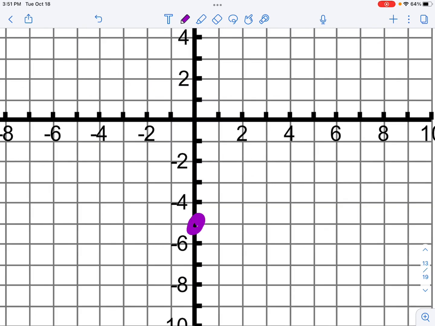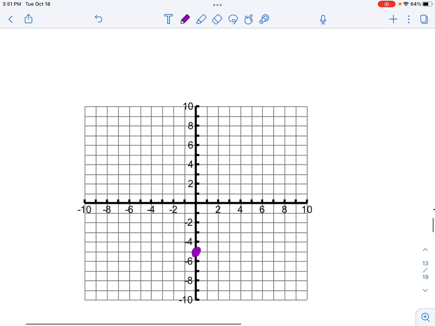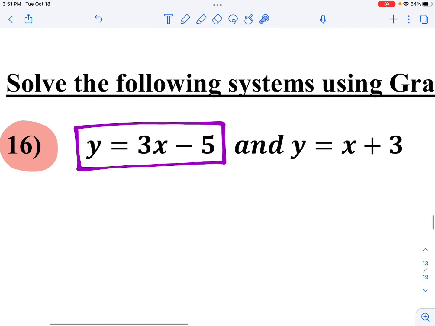Negative 5. Do I have to shade for these? This is an equal sign. No shading. That's only when you have a less than or a greater than sign. Anyways, what is the slope of this line?